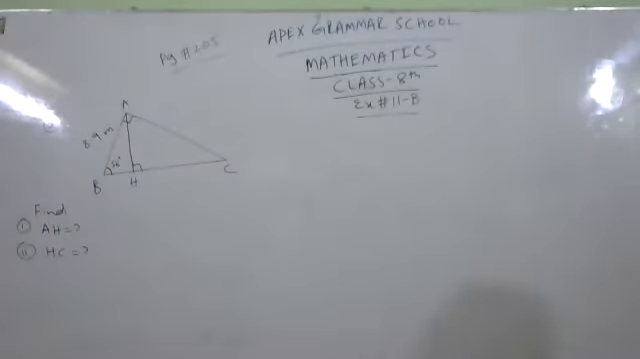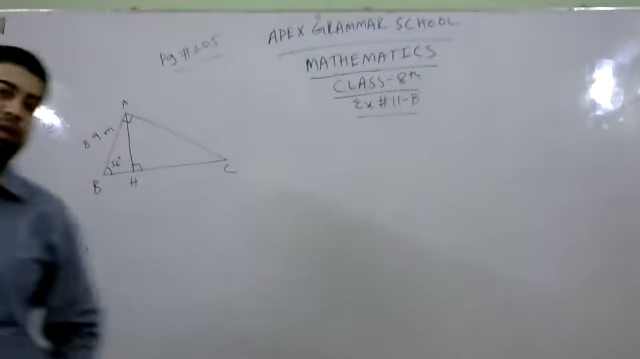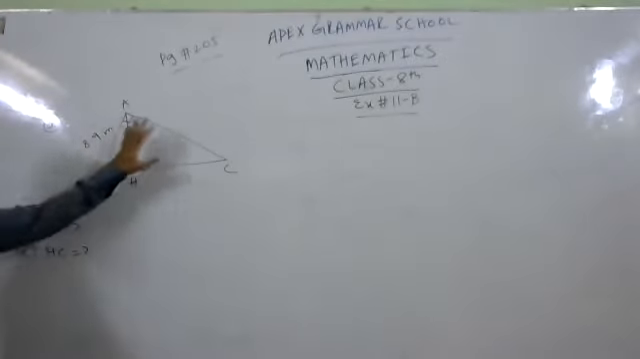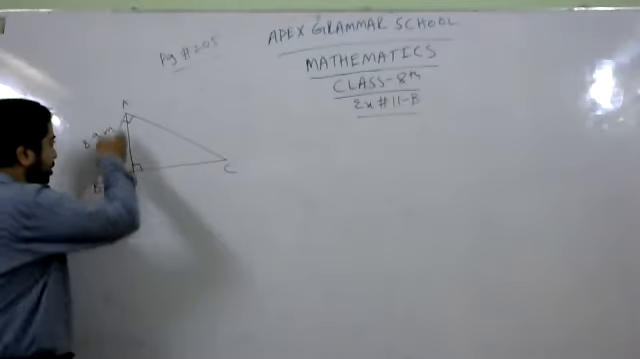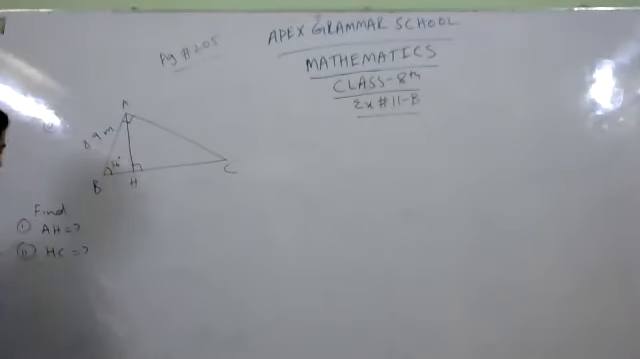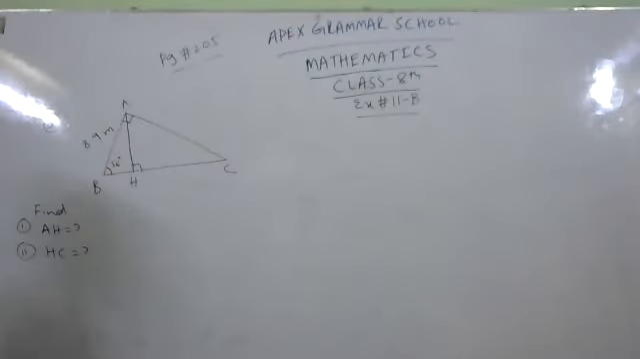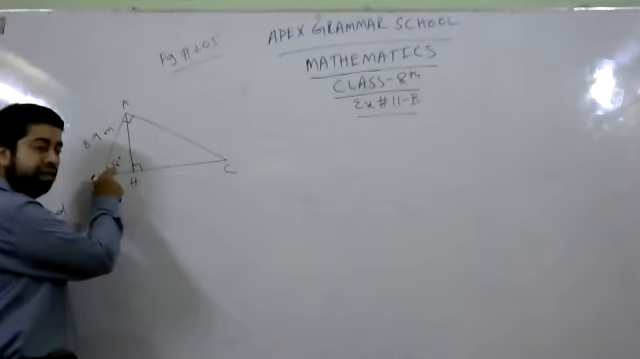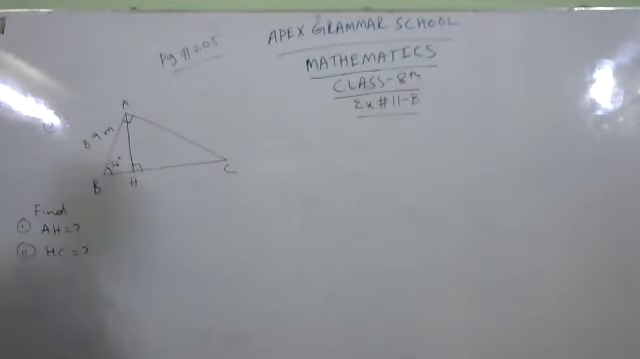Now understand this question, what he is asking. He's asking that this is the triangle and you need to find the value of AH. Where is AH? This perpendicular is AH. And HC, this side's measurement we need to find. Now think about what we are given. This is 56 degree, this angle is given, this is 90 degree, and this is 8.9 meter.